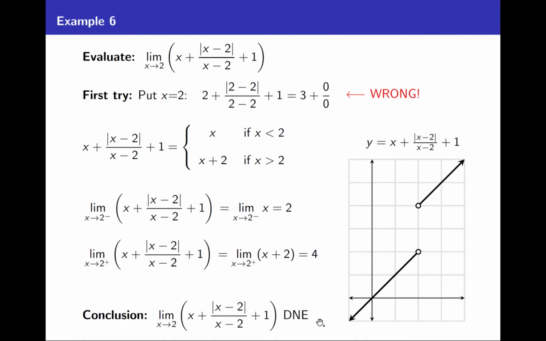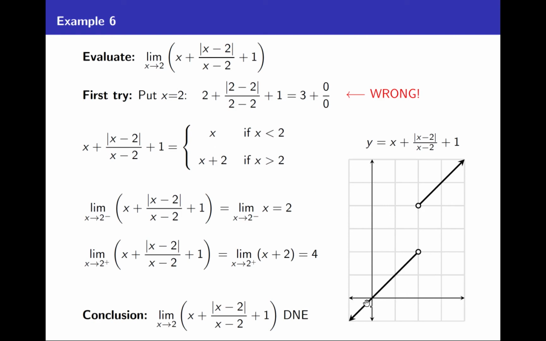You can see geometrically what's happening when you look at the graph of this function, x plus absolute value of x minus 2 divided by x minus 2 plus 1. For x greater than 2, the function is x plus 2. So y equals x plus 2 is a straight line with slope 1 and y-intercept 2. So slope 1 and y-intercept 2 would be this line, but we only draw that line for values of x greater than 2. Whereas if x is less than 2, our function is just y equals x.